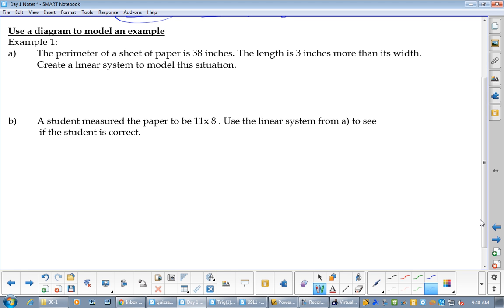Now, some of this stuff stresses students out like crazy. And actually, linear systems takes away some of that stress, because in the past, you've had to learn how to put that all in one equation. Okay? Now, we're going to do it with 2 equations, but we want to keep the same variables.